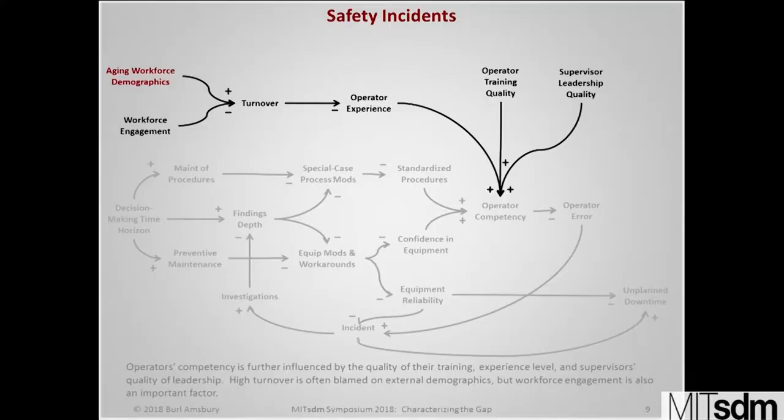But the big takeaway here is that all five of those influences on operator competency are really outside the direct control of the operators themselves. And that's vitally important. And it's a big clue to the solutions that present themselves.